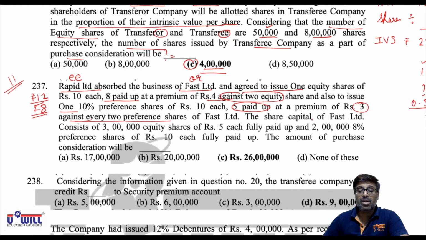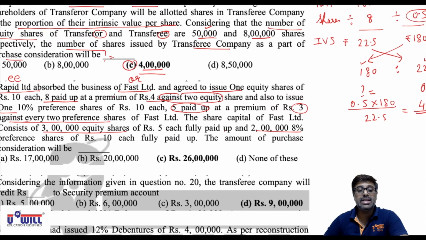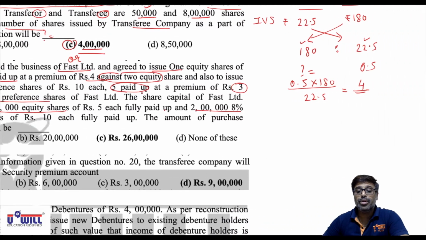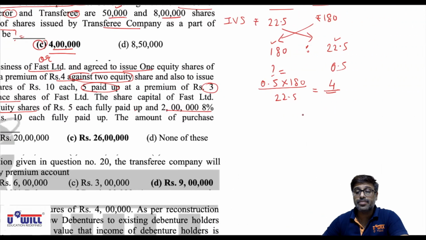The share capital of Fast Limited consists of 3 lakh equity shares of rupees 5 each fully paid up and 2 lakh 8% preference shares of 10 each fully paid up. Then the amount of purchase consideration. So let us do it. How many shares are to be given by the transferee company? First we do it for equity shares.